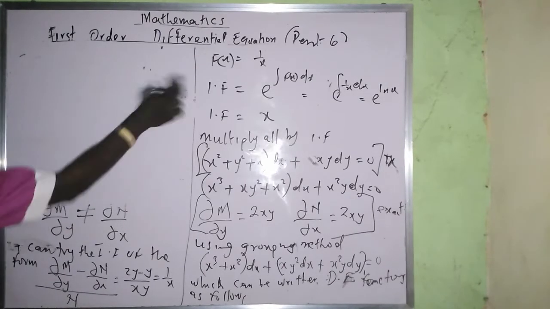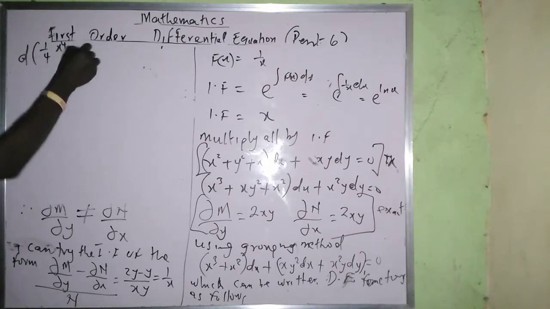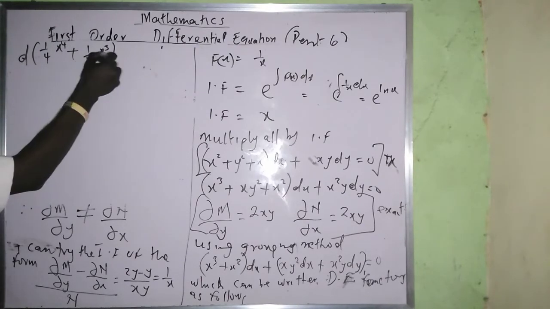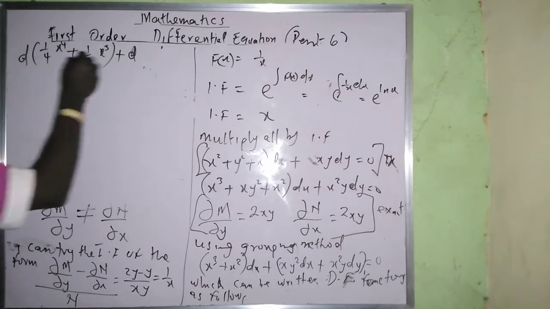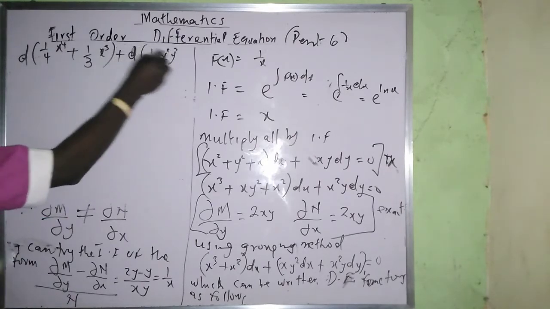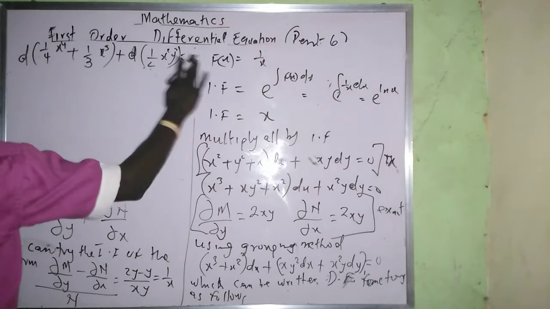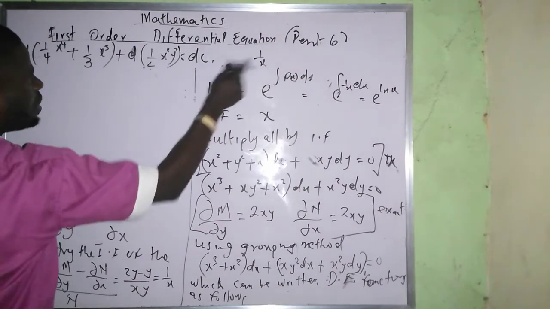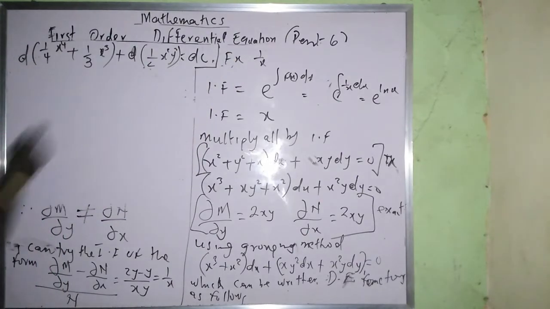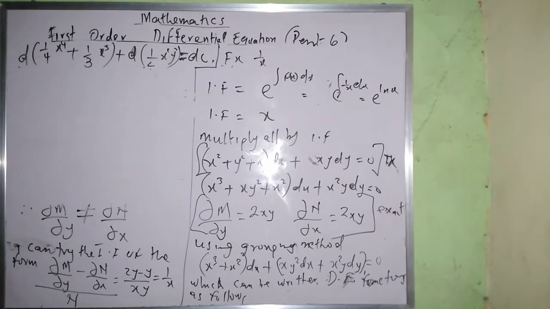Okay, differential equation as follows: d of (1 over 4 x to the power 4 plus 1 over 3 x cubed) plus d of (1 over 2 x squared y squared) equals 0, which equals d of a constant. Now d is common on everything. Since my d is common, therefore I can say integrate all here.